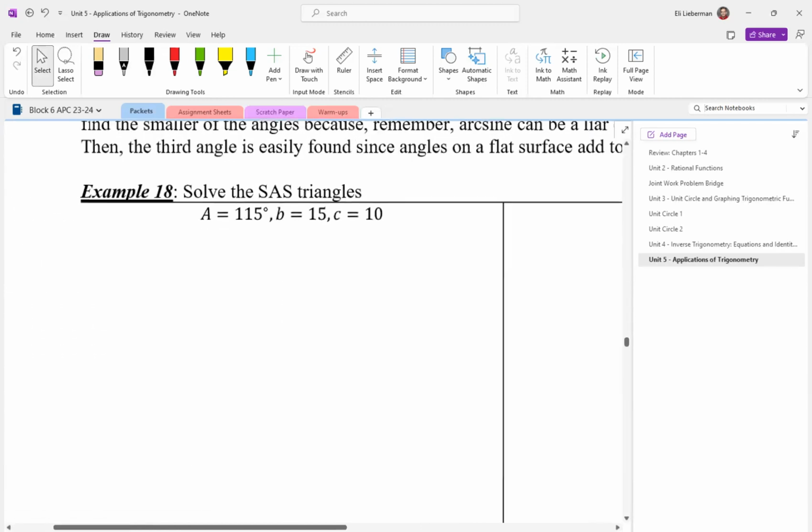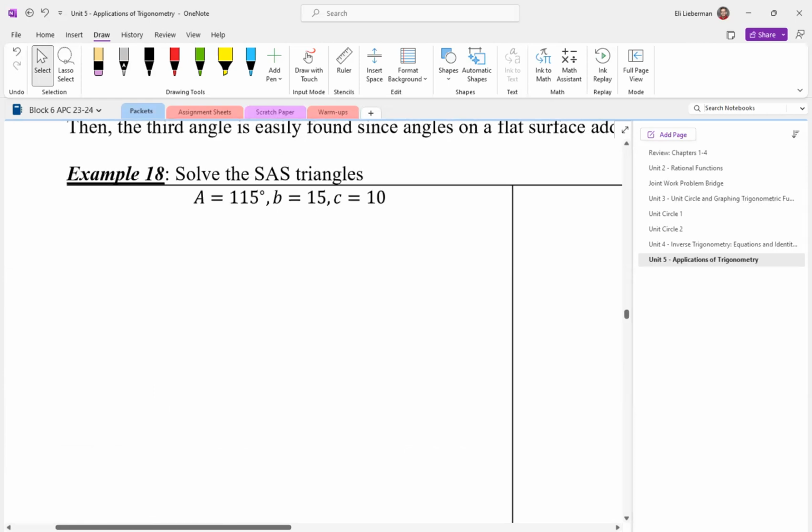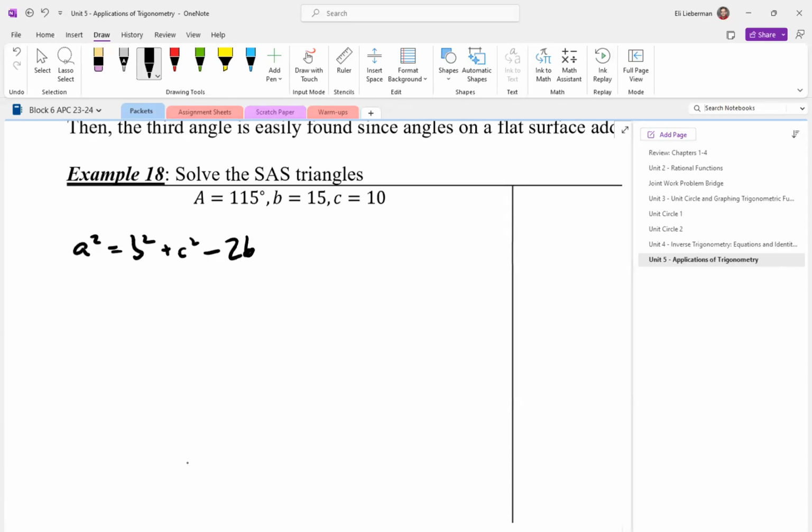SAS. Here we go. The angle that's being referenced is angle A, 115 degrees. So the version we're going to use begins with a squared equals b squared plus c squared minus 2bc cosine of a. I'll let you finish this. Please solve the entire triangle.